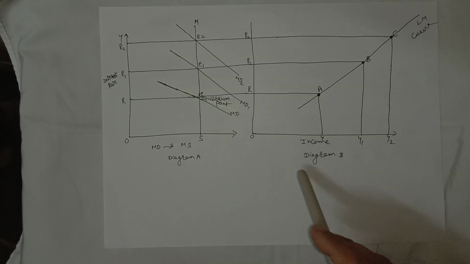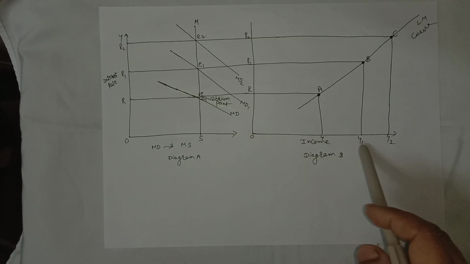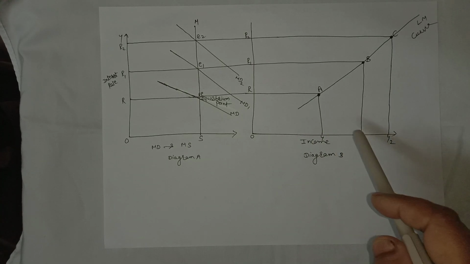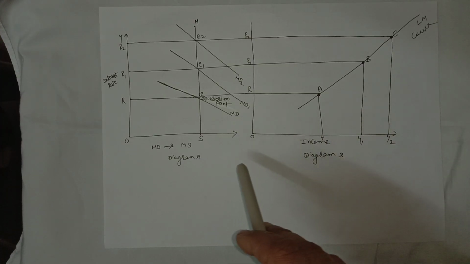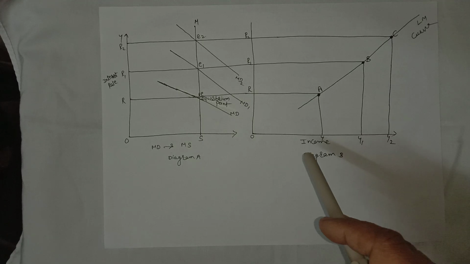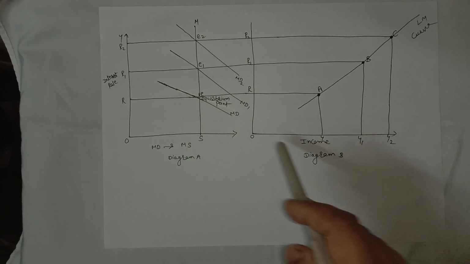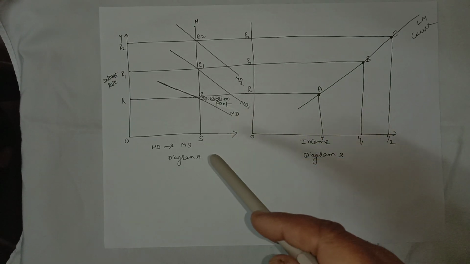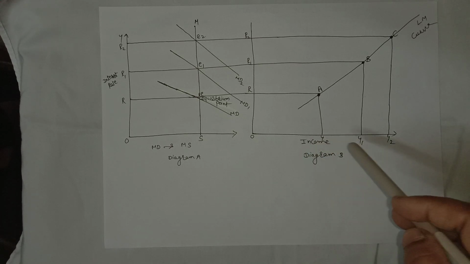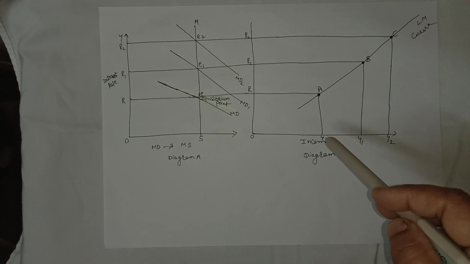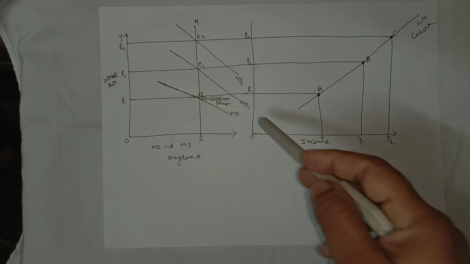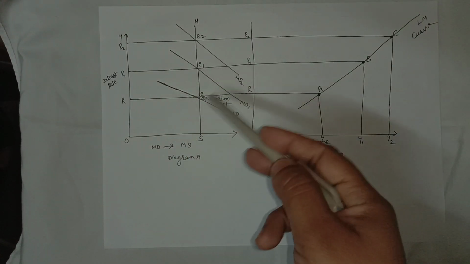Now listen carefully. Suppose our income increases from OY to OY1. As income increases, money demand will also increase. The money demand curve shifts forward from MD to MD1. Why does this happen? If the income of one person increases continuously, he will hold more money for different motives, and so the new equilibrium point is E1 because the MD curve shifts forward.